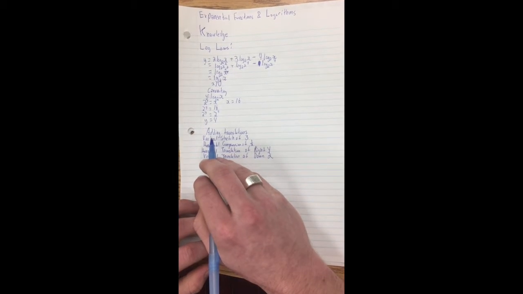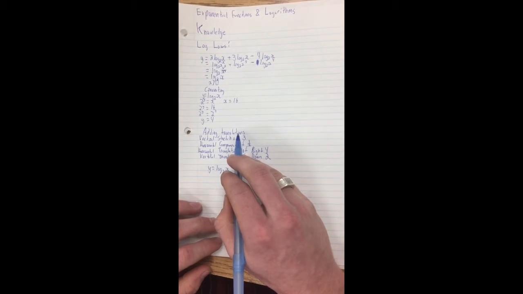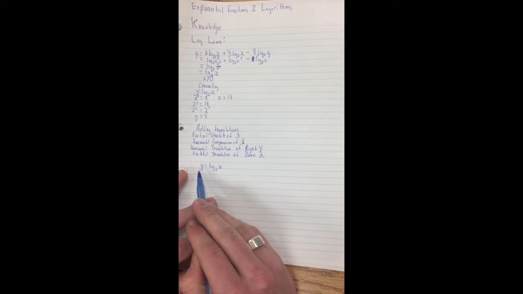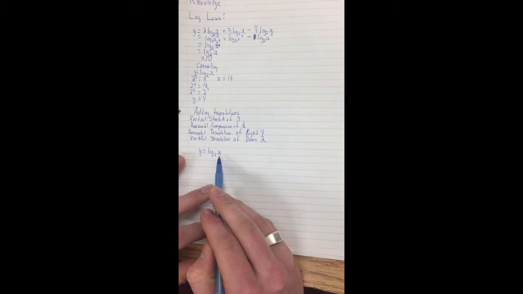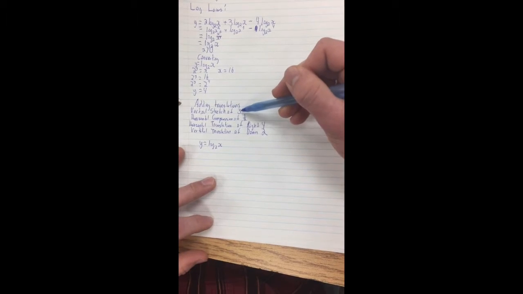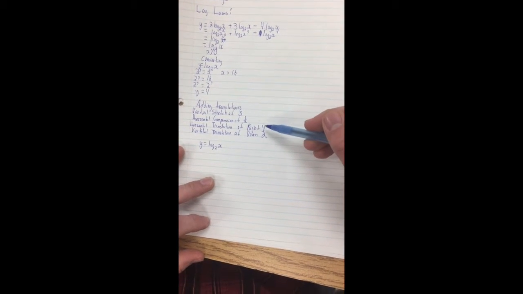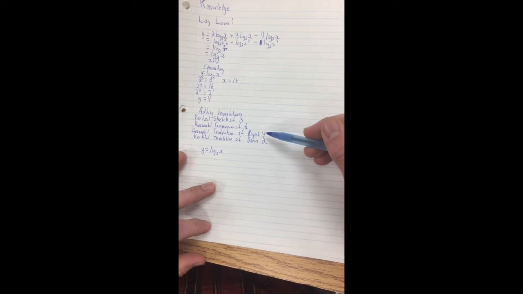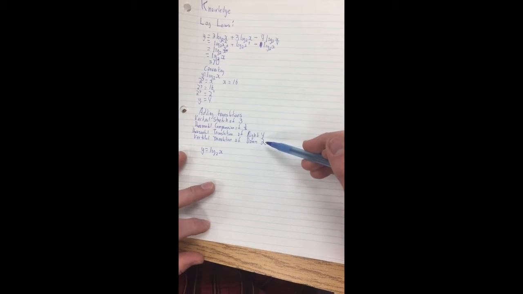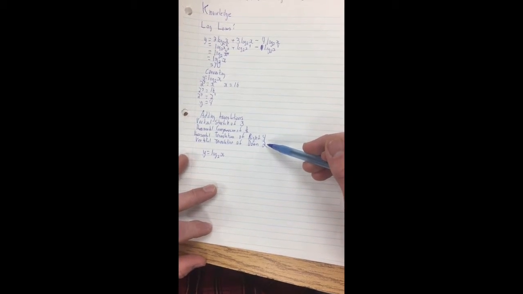Now we're going to be taking a look at adding translations to our function. We have our base, y equals log base 2 x. And we're going to be adding a vertical stretch of 3, a horizontal compression of 1/2, a horizontal translation of 4 units right, and a vertical translation of 2 units down.